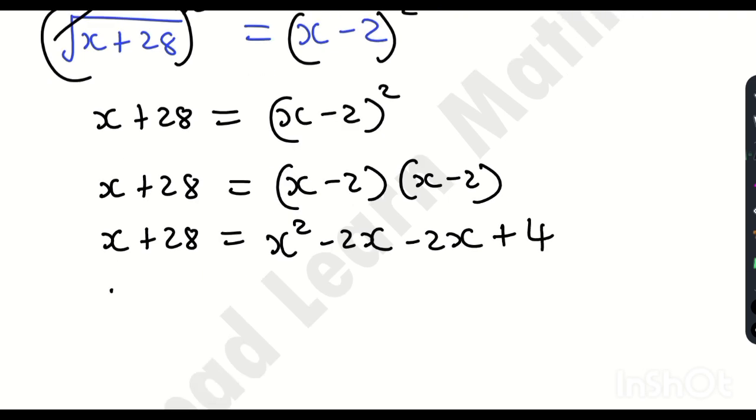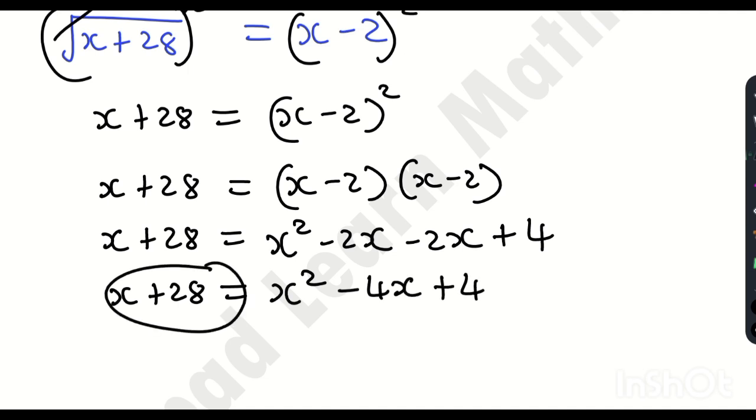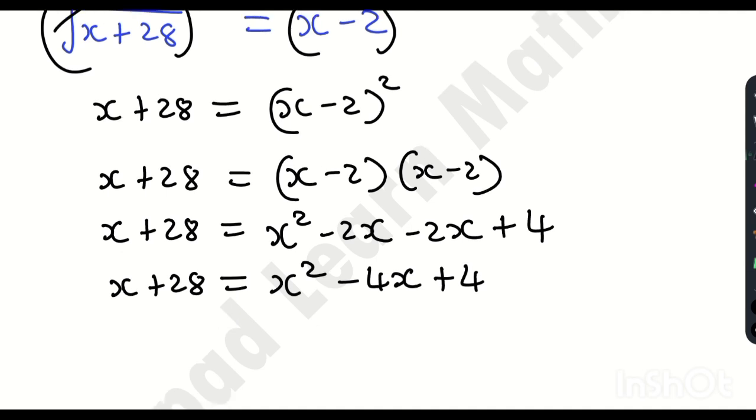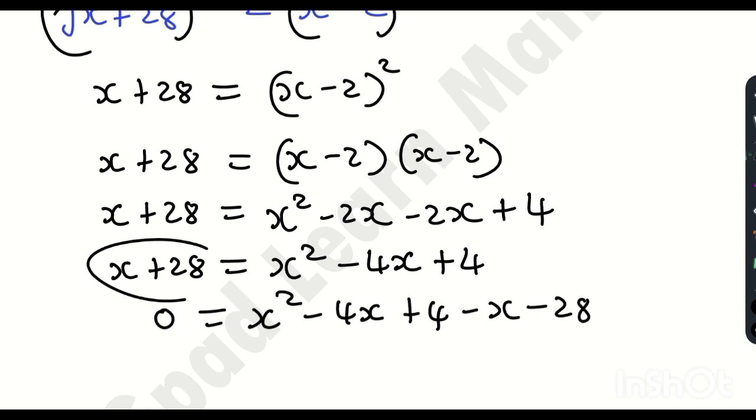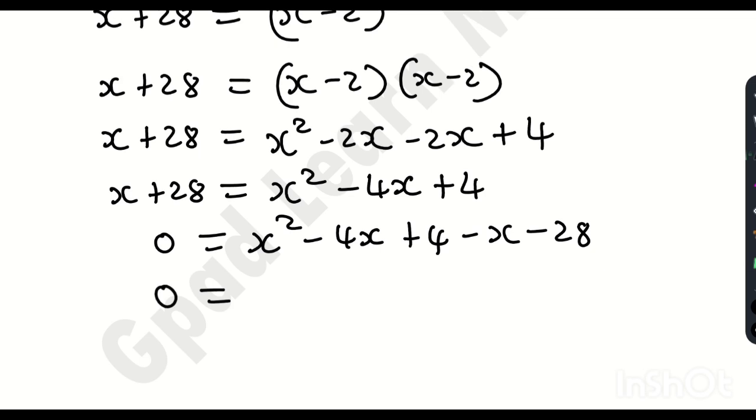Now moving on, I'm going to have x plus 28, which is equal to x squared minus 2x, take away 2x is what? Negative 4x, and then plus 4. I will now move all these terms to the left-hand side, to the right-hand side rather. So that will be 0 is equal to x squared minus 4x plus 4, then negative x, negative 28 from here now. So 0 here is equal to x squared.